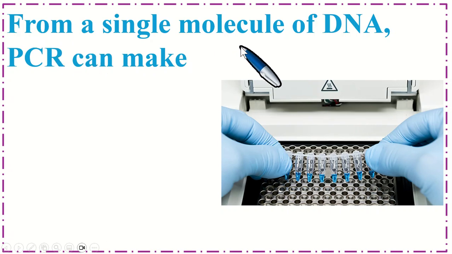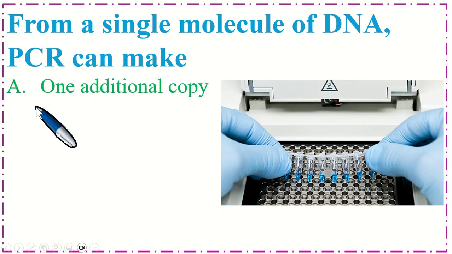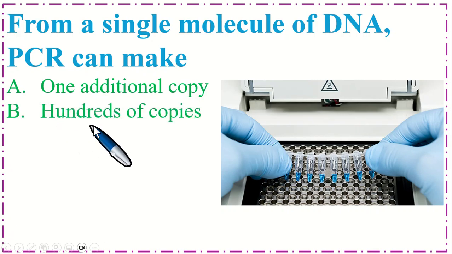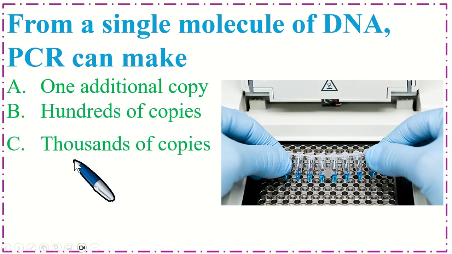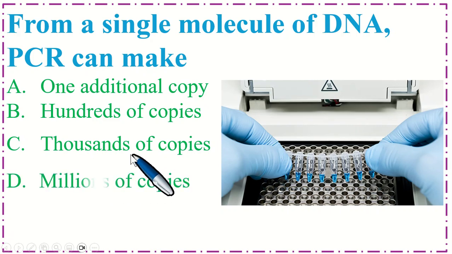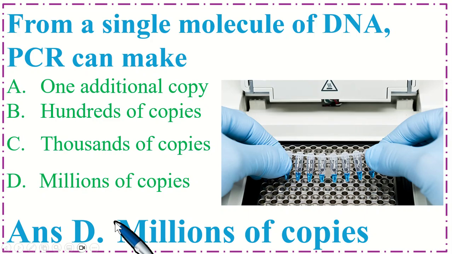From a single molecule of DNA, PCR can make option A one additional copy, B hundreds of copies, C thousands of copies, option D millions of copies. So the correct option is D, millions of copies.